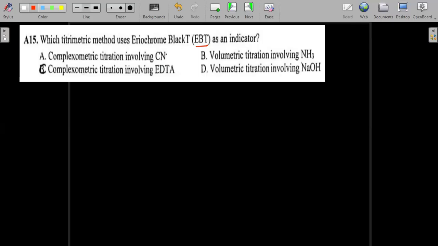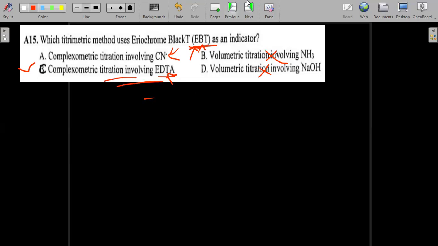So here on your options, you have to cancel the volumetric and just remain with the complexometric titration. Since we are dealing with EBT, it means that the complexometric titration should involve the EDTA, because here we have EBT, which is the Eriochrome Black T. So the correct answer you should pick is C. If it involved the cyanide, we would have picked the first one, but here it involves the EBT, so we get this one. You just have to memorize this one.